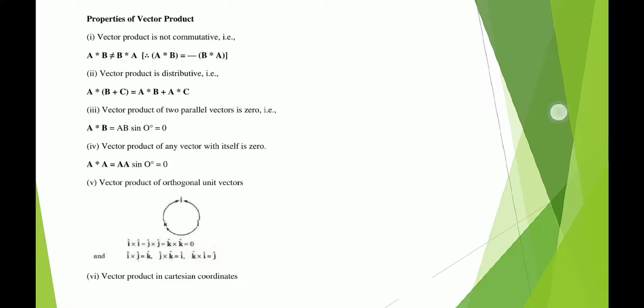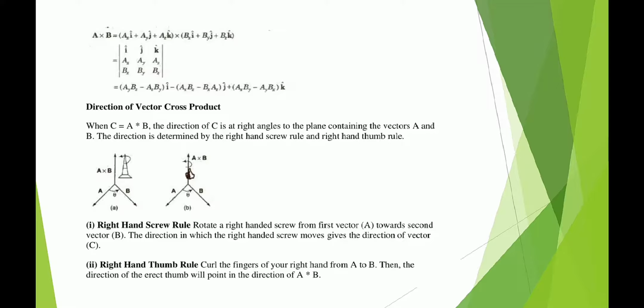Sixth one, vector product in Cartesian coordinates. A cross B is equal to (Ax i cap plus Ay j cap plus Az k cap) cross (Bx i cap plus By j cap plus Bz k cap), which is equal to the determinant of i cap, j cap, k cap; Ax, Ay, Az; Bx, By, Bz. This is equal to (Ay Bz minus Az By) i cap minus (Ax Bz minus Bx Az) j cap plus (Ax By minus Ay Bx) k cap.